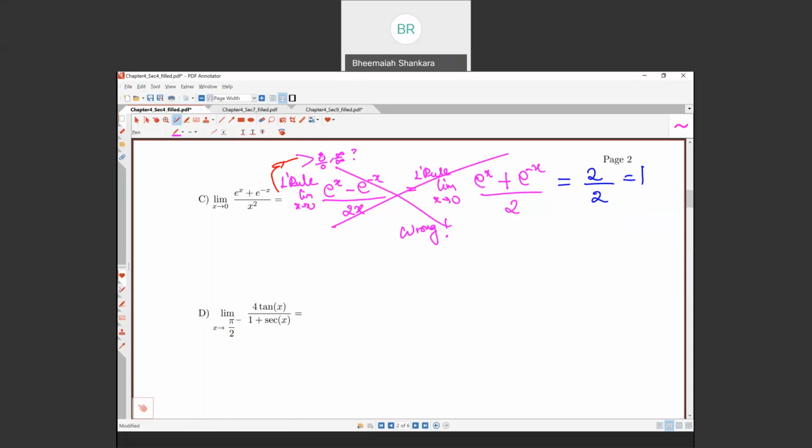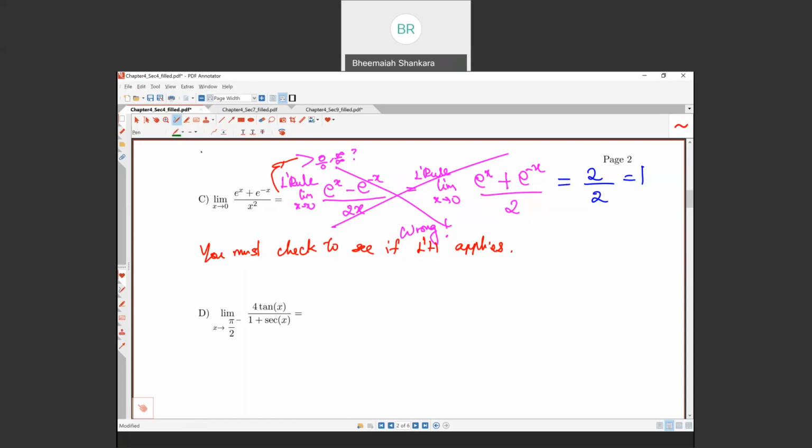So I would write here, you must check to see if L'Hopital's rule applies. If so, then you can go ahead and start differentiating the numerator and the denominator. Otherwise, it's meaningless to apply L'Hopital's rule.